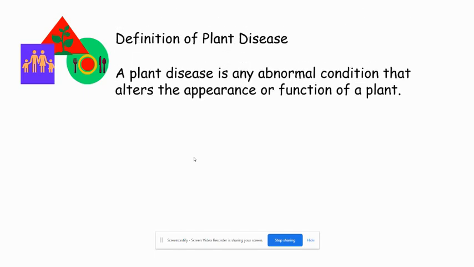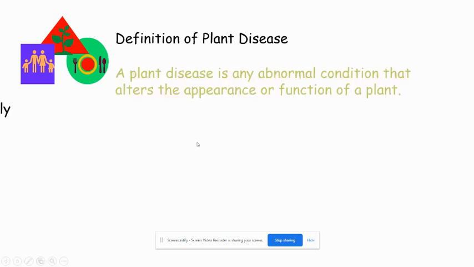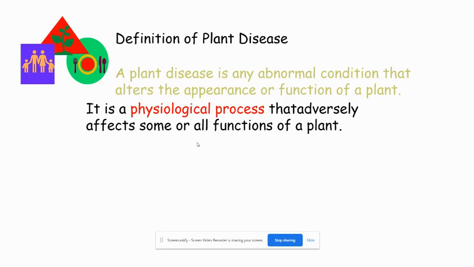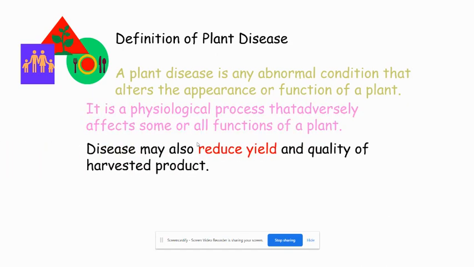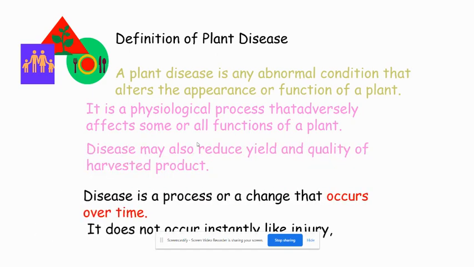Plant disease is any abnormal condition that alters the appearance or function of a plant. There are some features which are associated with disease condition. Number one, disease is a physiological process. It adversely affects some or all functions of the plant. It also reduces the yield and quality of harvested product. Disease is a process that takes some time or it occurs over time. It is not like injury, it is not a one time process.